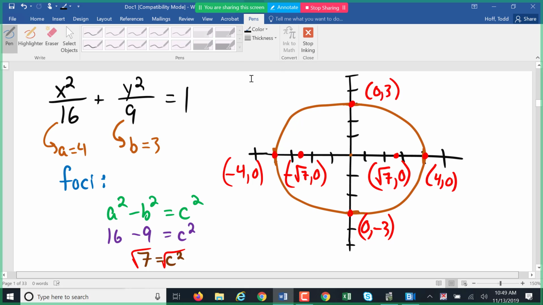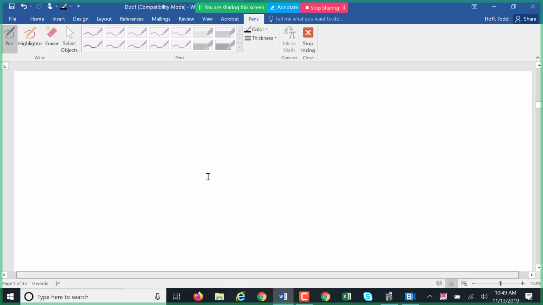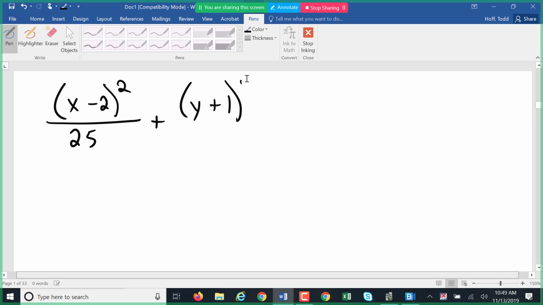Of course, not all of our ellipses are centered at the origin. Just like with parabolas and circles, we move the center of the ellipse by subtracting or adding to the x and y values. So here is a full-blown equation in graphing form for an ellipse.